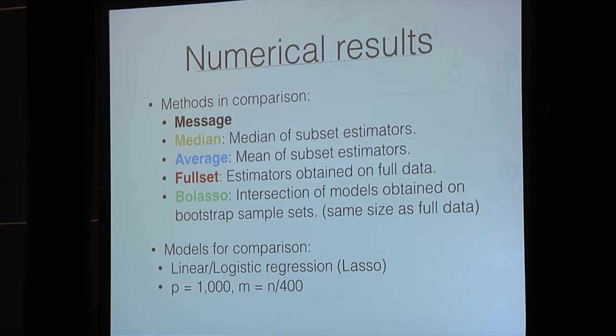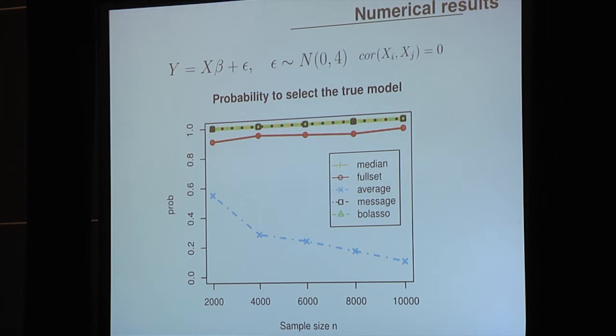For comparison of the performance, we look at 3 things. The first is the probability to select the true model, say the correct feature. Here, this is a picture for the linear regression with a normal error, and we set the correlation between the predictors to be 0. From the picture, you can see both the message and bootstrap Lasso are among the best 3 methods. They're all better than the Lasso run on the full data set, which is amazing.